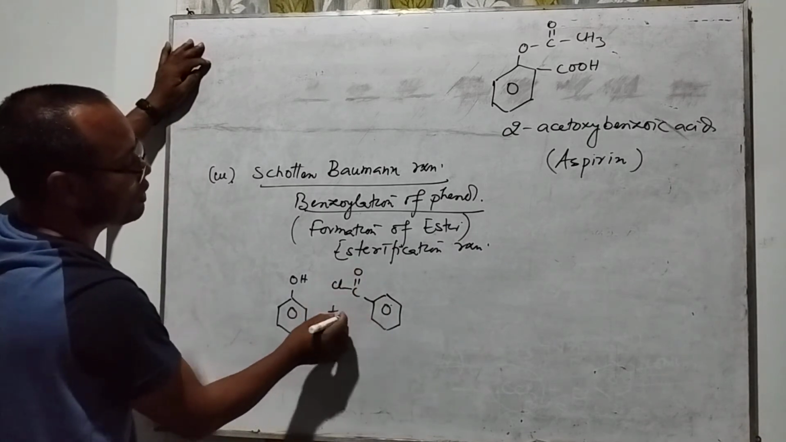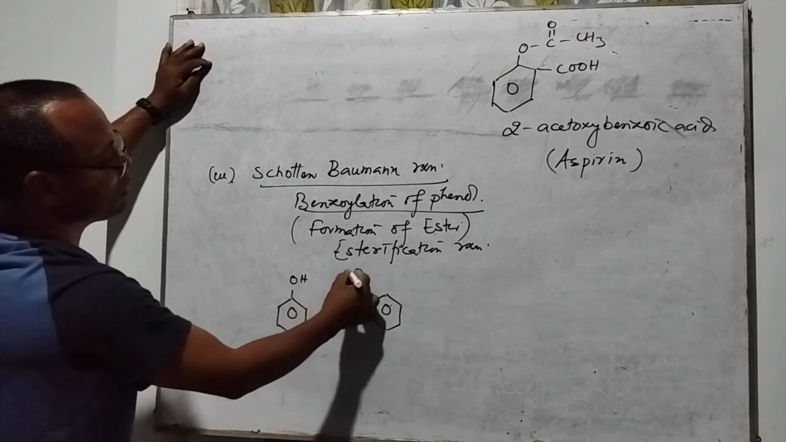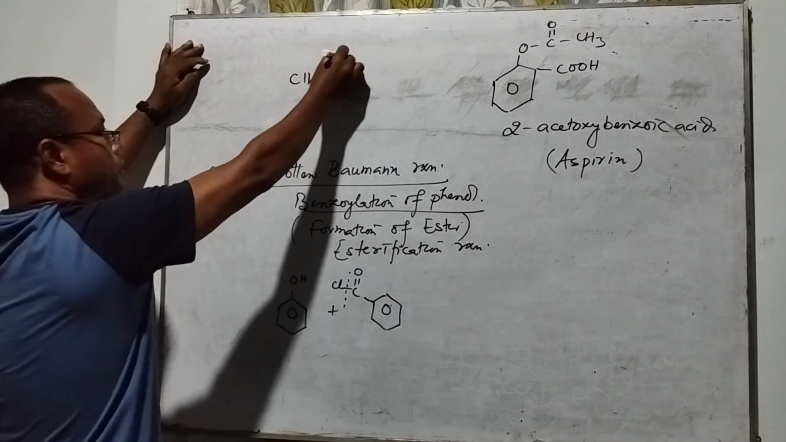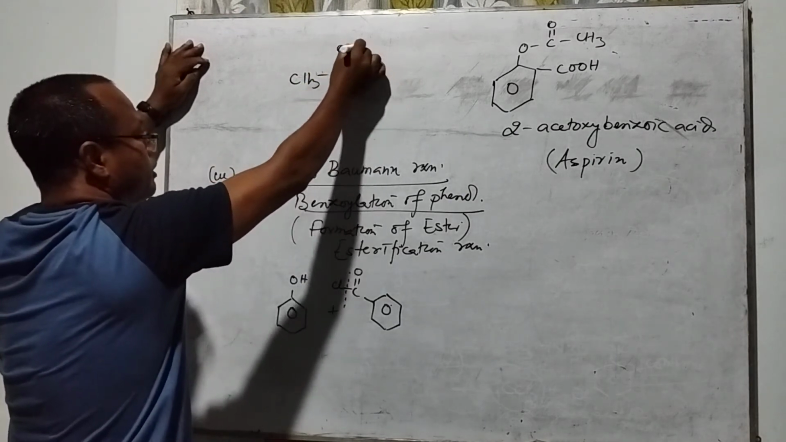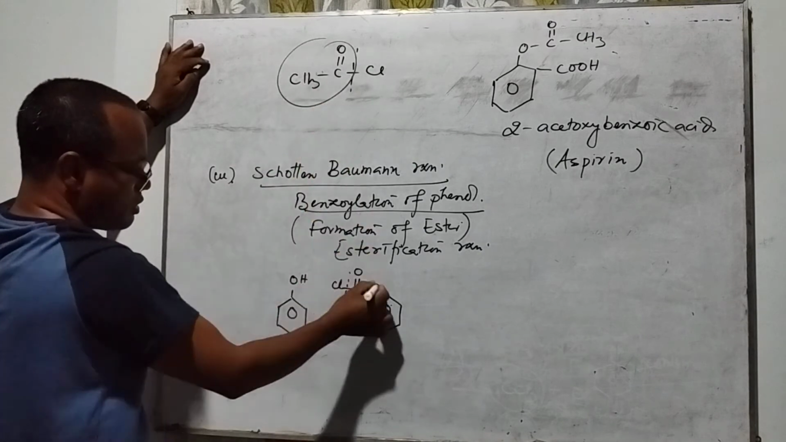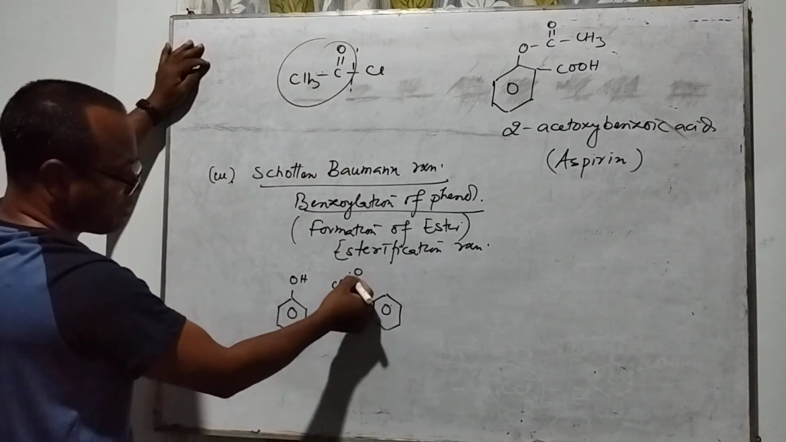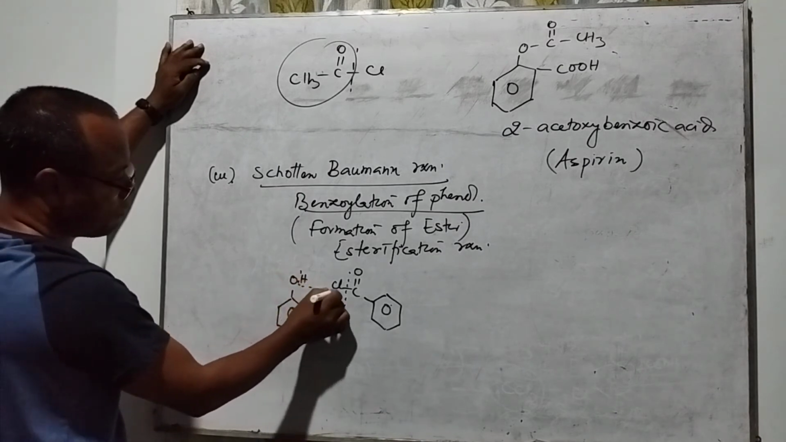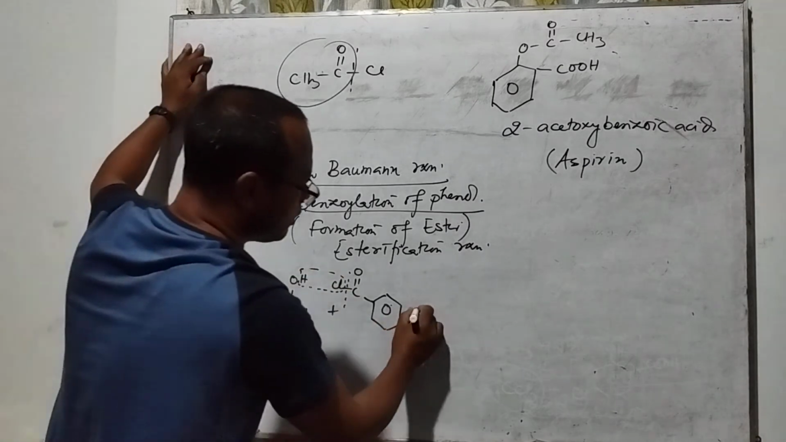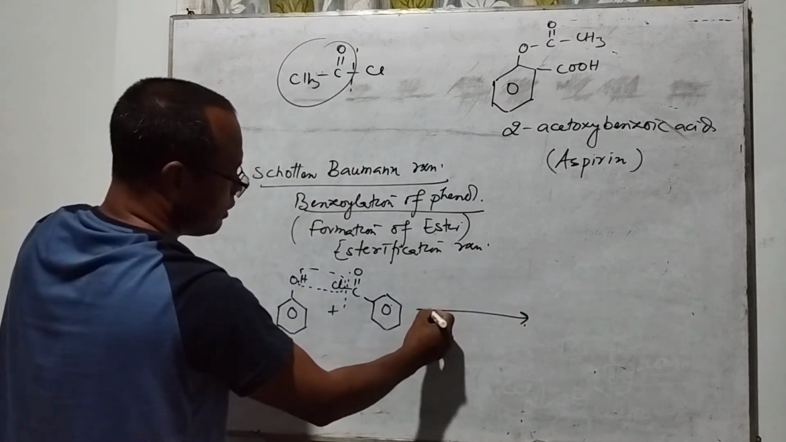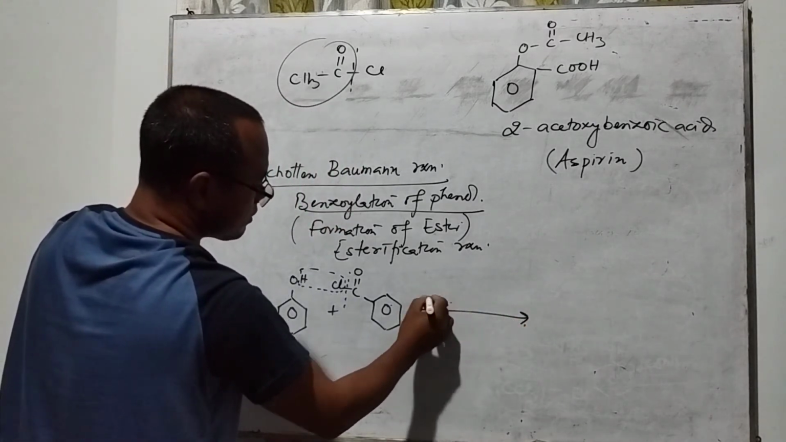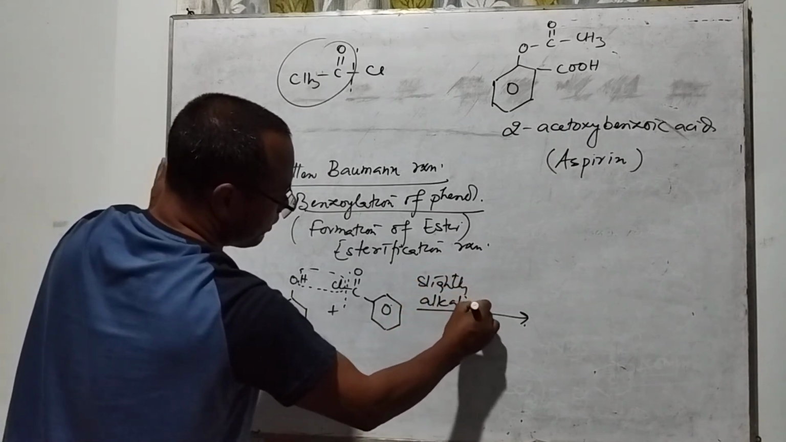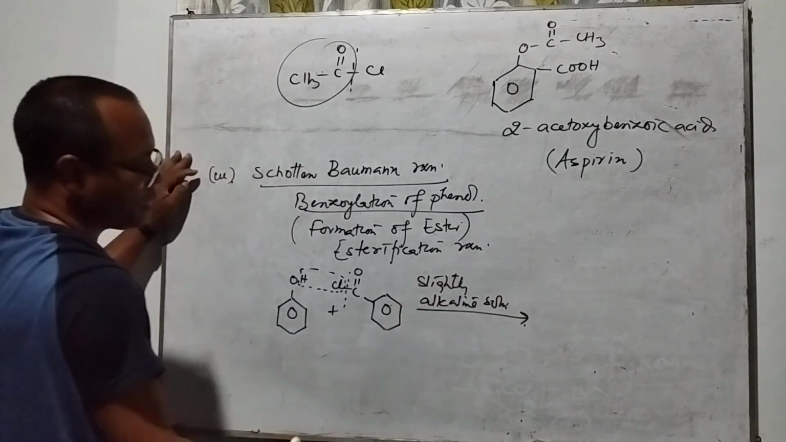This is the benzoyl part. As we wrote in the previous example, this was the acetyl group, so this is the benzoyl group. Now this benzoyl group replaces this hydrogen. This hydrogen is removed as HCl, in the presence of a slightly alkaline solution.